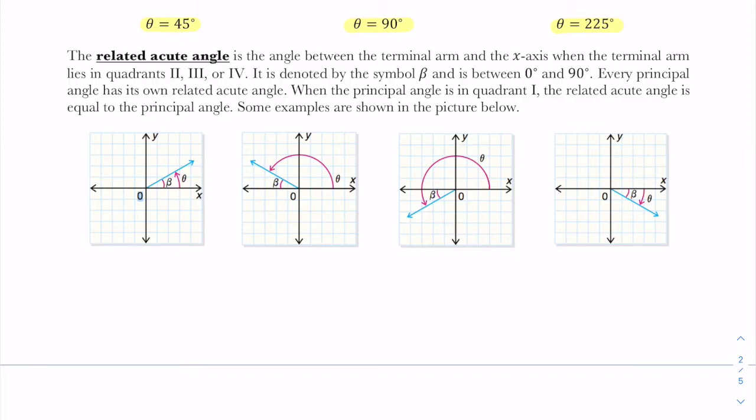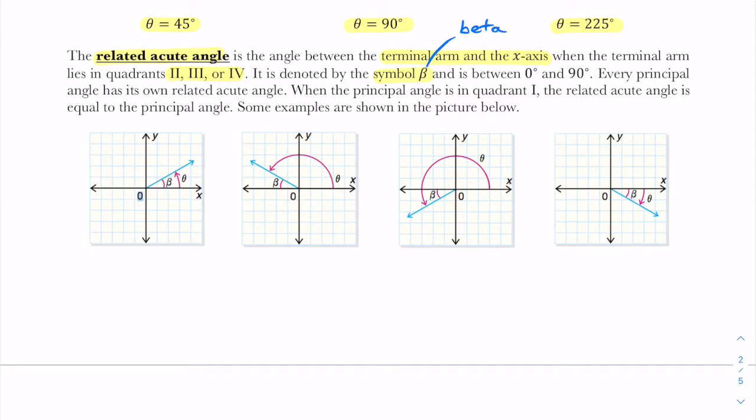The next one we have to learn is called the related acute angle. This one can be a little more confusing at first. This is defined to be the angle between the terminal arm and the x-axis, but only when the terminal arm is somewhere in quadrants 2, 3, or 4. We denote it by the symbol beta. So that's the Greek letter beta. I'll just spell it out, B-E-T-A.